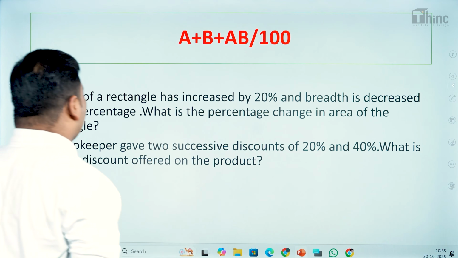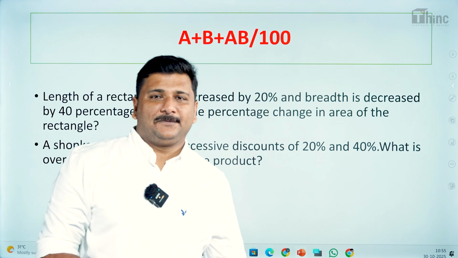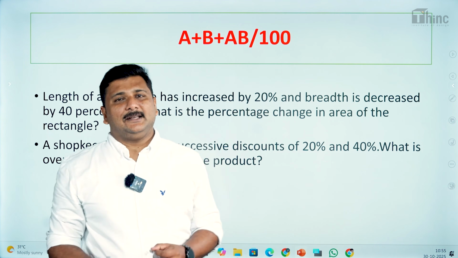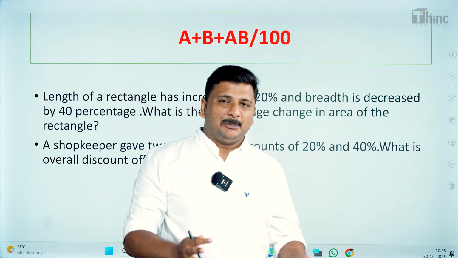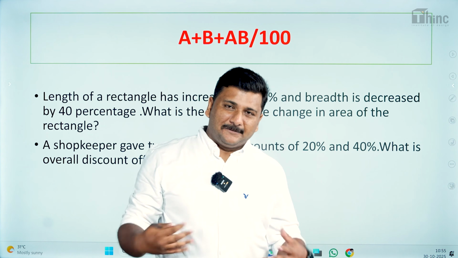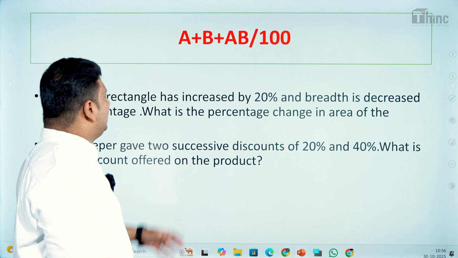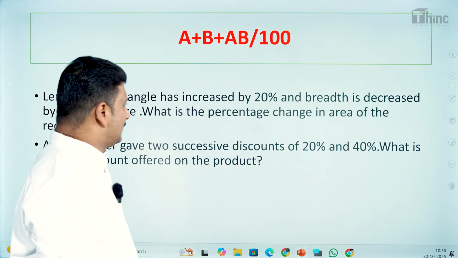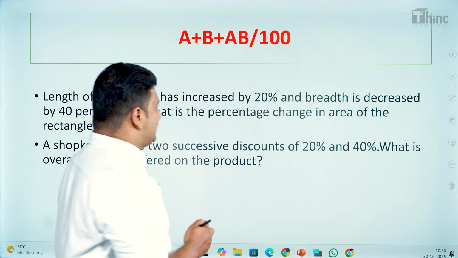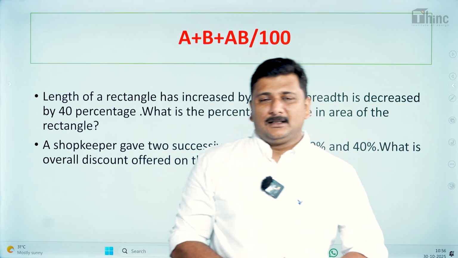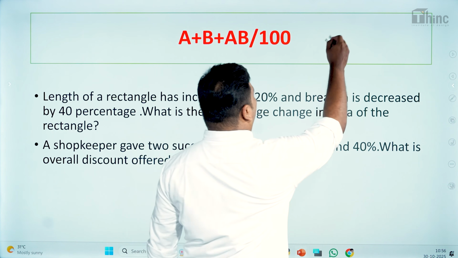Now we are actually going to discuss a formula. The formula is A plus B plus AB by 100. This is a very useful formula. You can make use of this formula in different situations. I'll tell you one situation where you can make use of this. Let's say there is a shopkeeper. Let's say you went to a shopkeeper for buying something. Let's say the price of the article is 100 rupees.